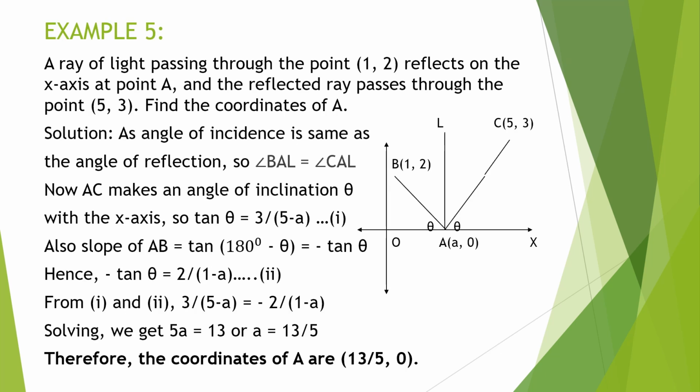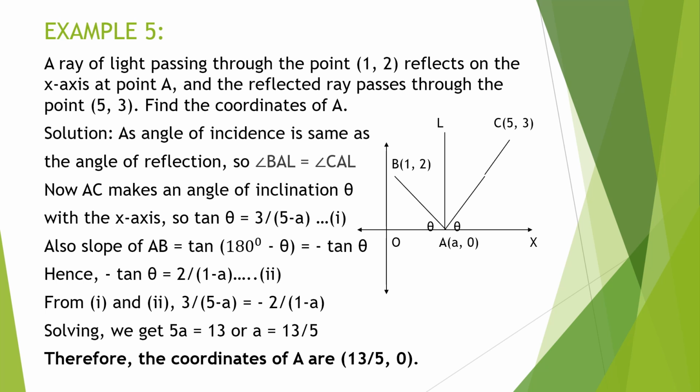Now example 5. A ray of light passing through the point (1, 2) reflects on the x-axis at point A, and the reflected ray passes through the point (5, 3). Find the coordinates of A. Now you know that in reflection, angle of incidence and angle of reflection are the same.